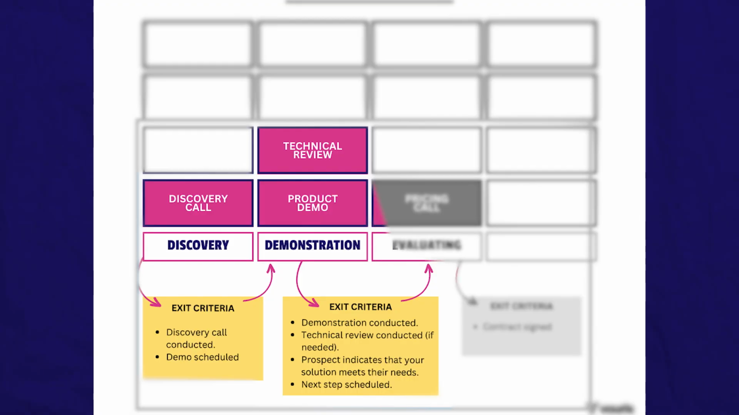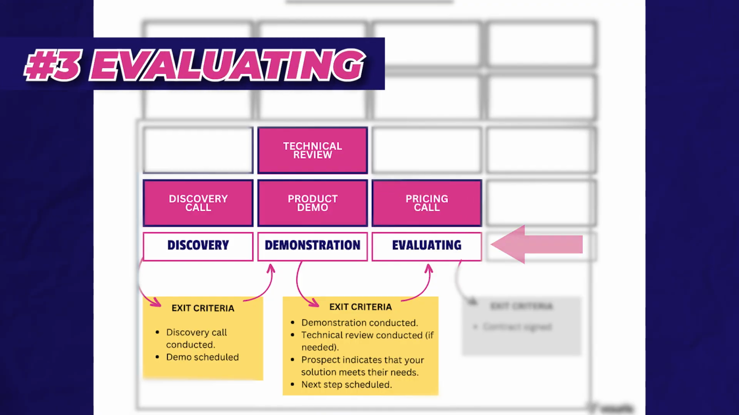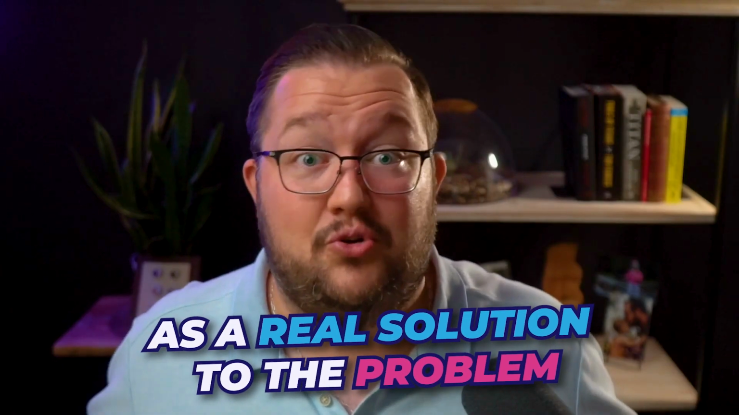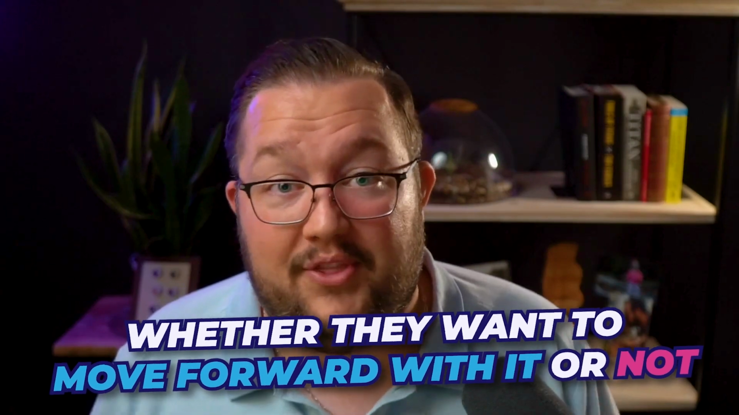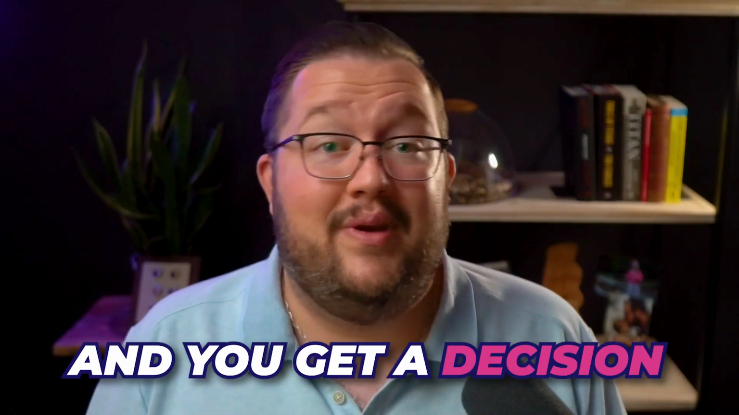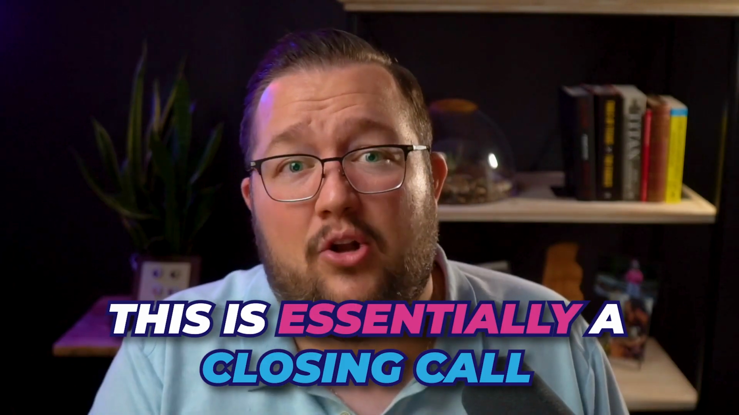Now, as you can see here, the final stage is evaluating. This is where the prospect is evaluating your solution as a real solution to the problem, whether they want to move forward with it or not. And in this example, there's only 1 step that's required under that evaluating stage of their sales process, and that's the pricing call. You meet with the prospect, you go over pricing, you go over the proposal, the contract, whatever it is for you, and you get a decision. This is essentially a closing call.